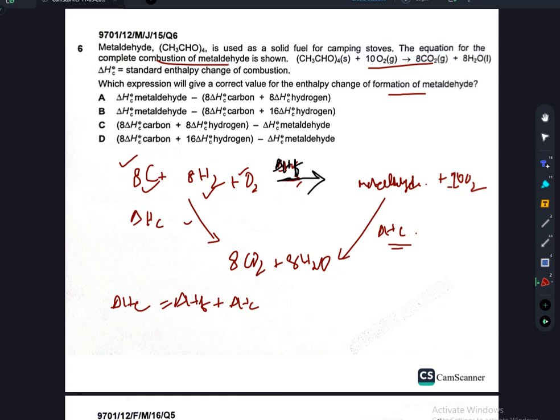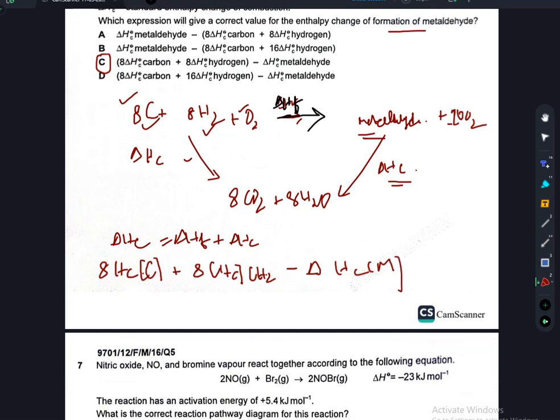So what I have been given here is delta HC. So 8 HC of carbon plus 8 HC of hydrogen gas, minus combustion of metaldehyde. Call this M. So C is your right answer. I'm not writing the whole statement because the video would get too long.